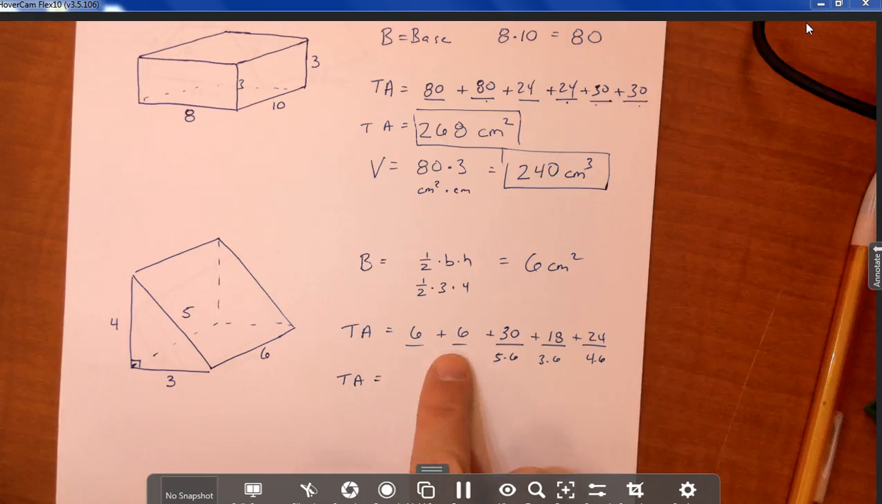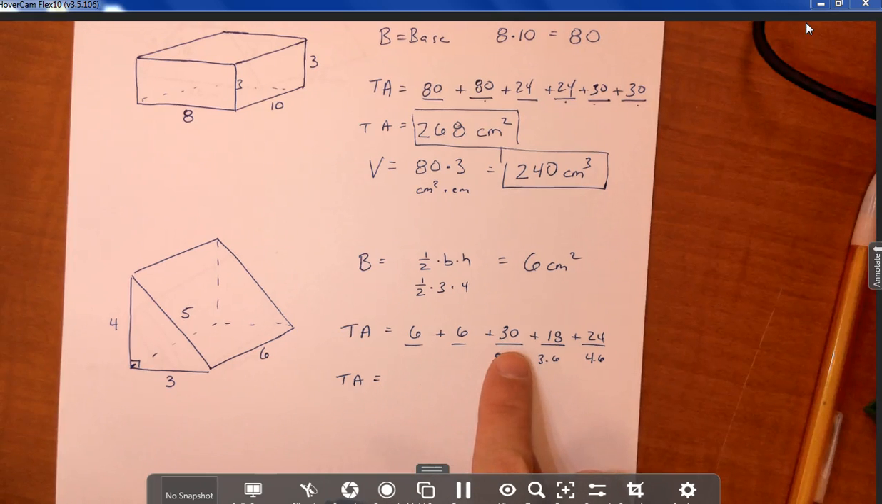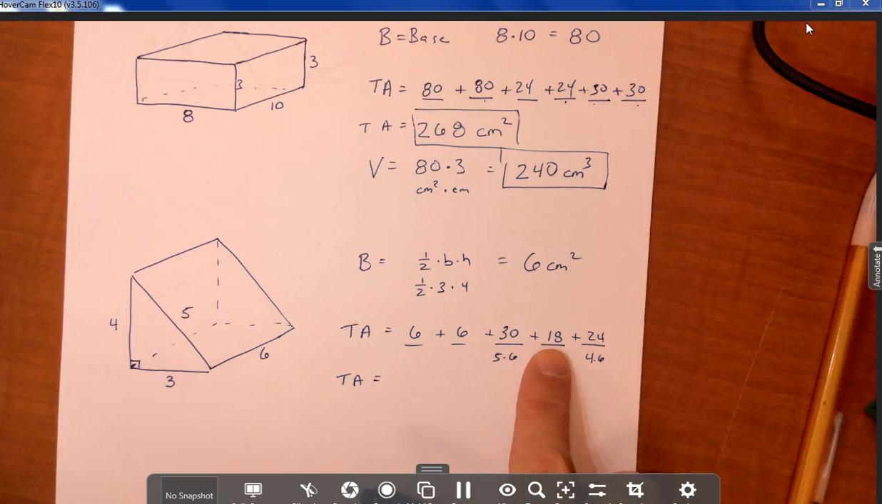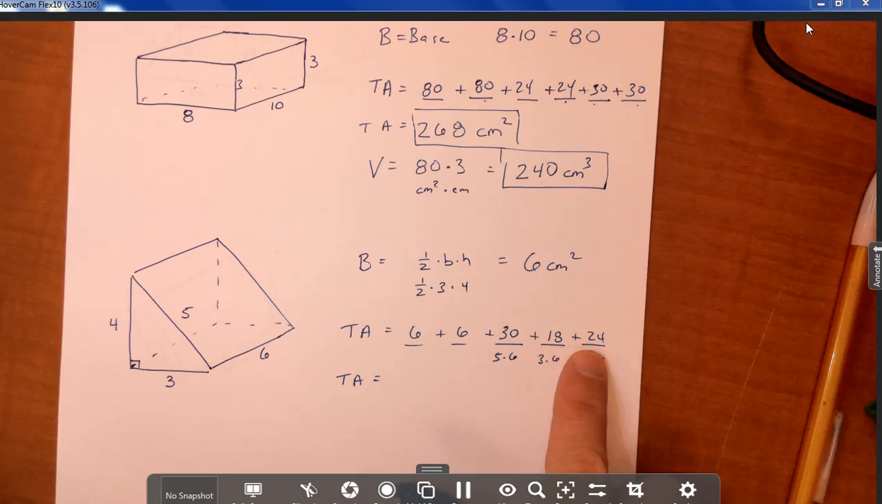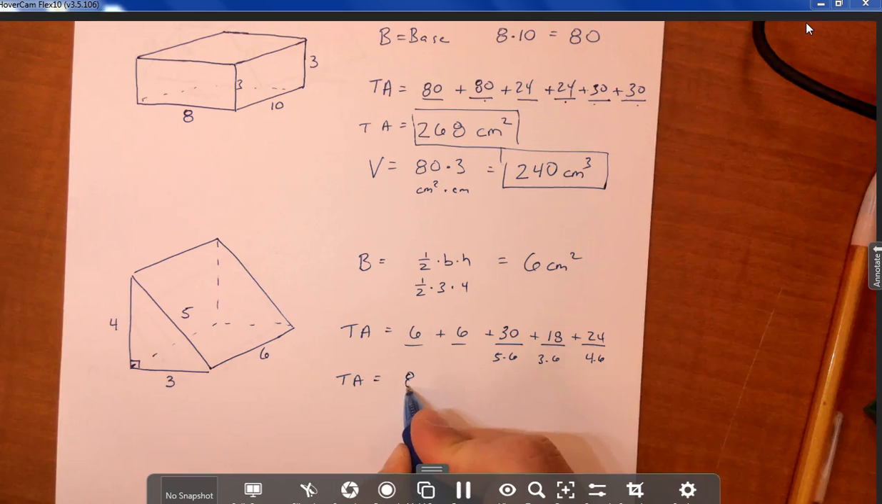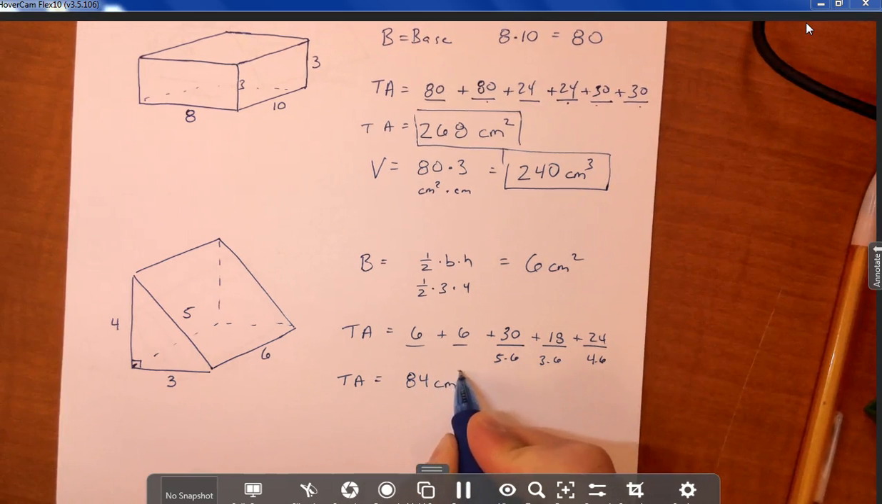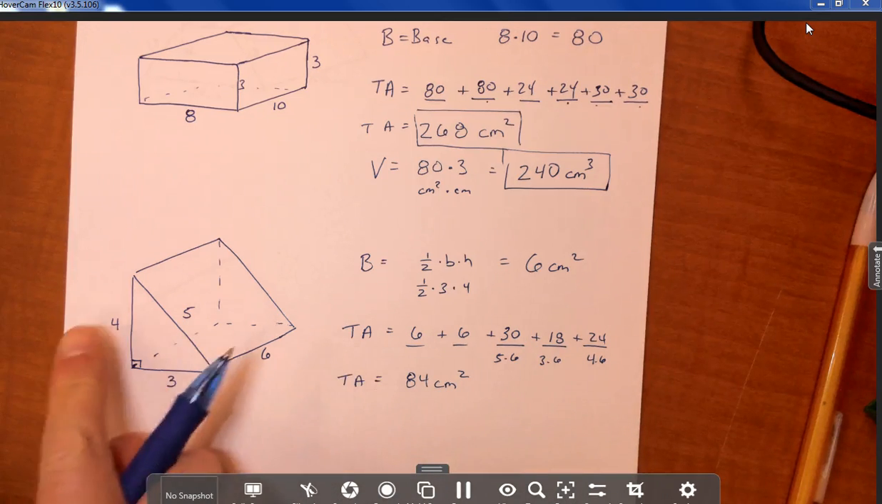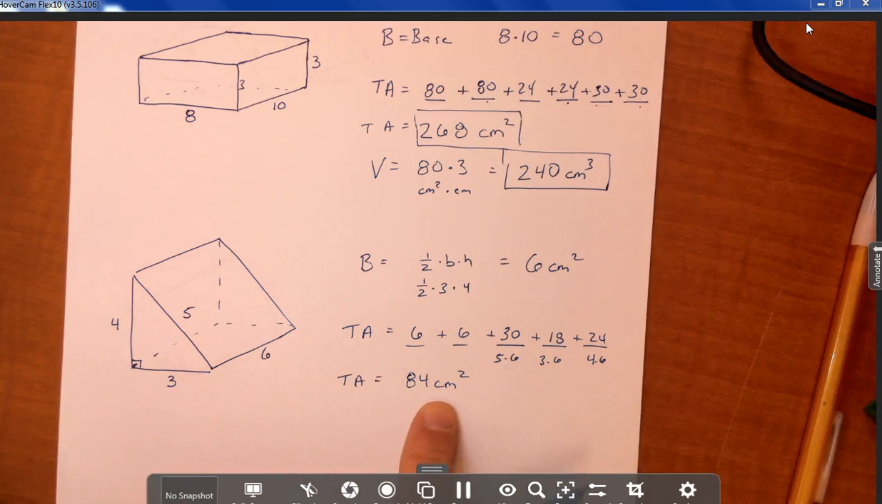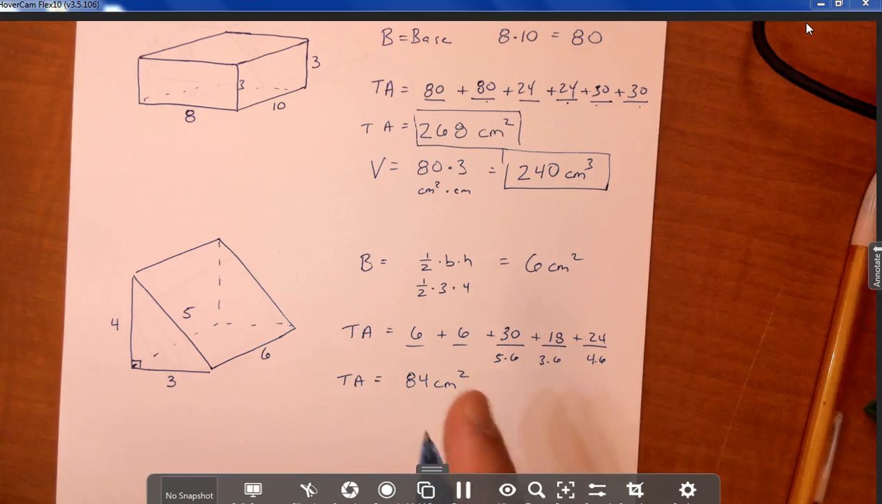So we've got 12, 6 and 6 is 12, plus 30 is 42. Okay, 42 plus 18 is going to get us to 60, and 60 plus 24 is going to get us to 84. Again, assuming that these are centimeters, that's just the total surface area from all 5 sides, so we're still talking about how many square centimeters.